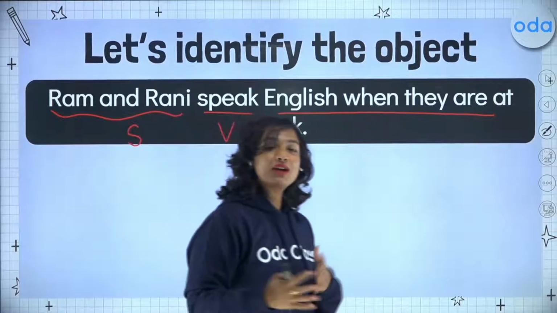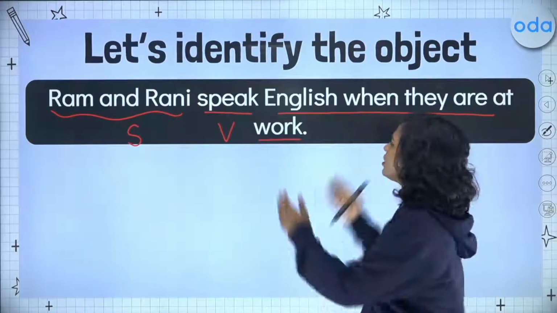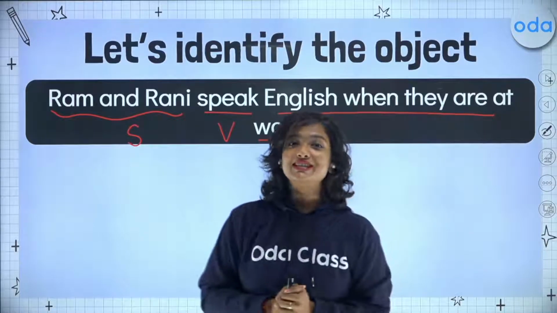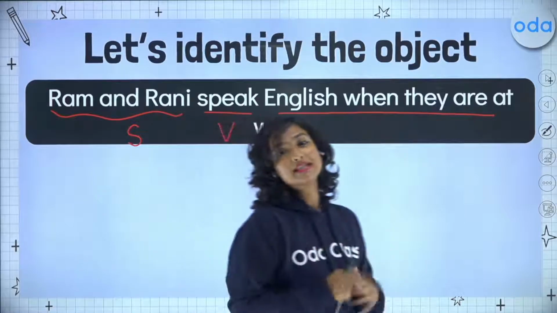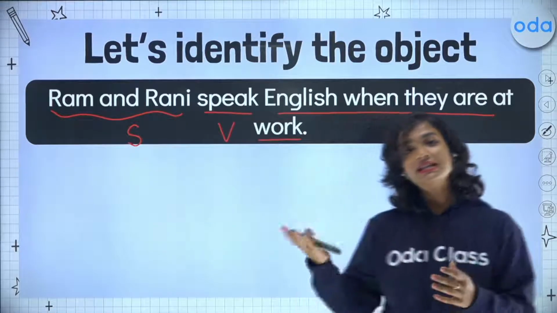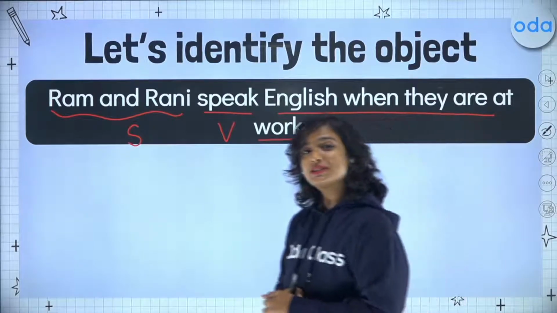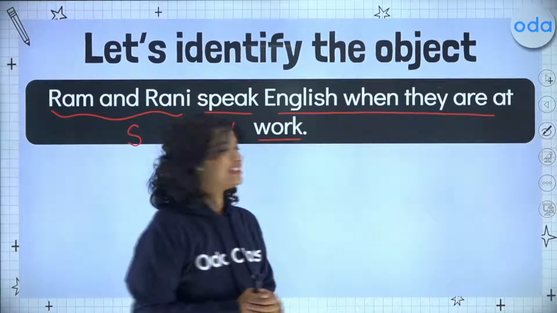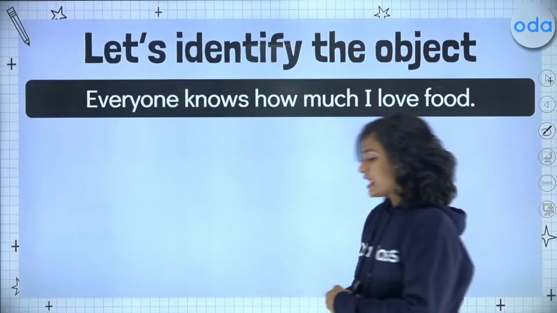Now, in a later video, I will tell you what the parts of this are as well, because Ram and Rani speak English, just that one part makes sense on its own. So that could be a sentence as well. Ram and Rani speak English. So what about when they are at work? I will tell you very soon in another video. But for now, we can take one more example.